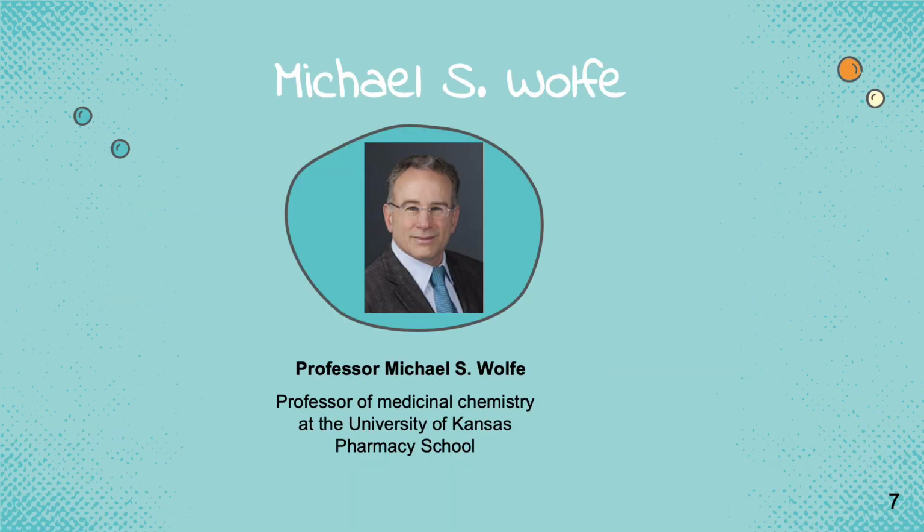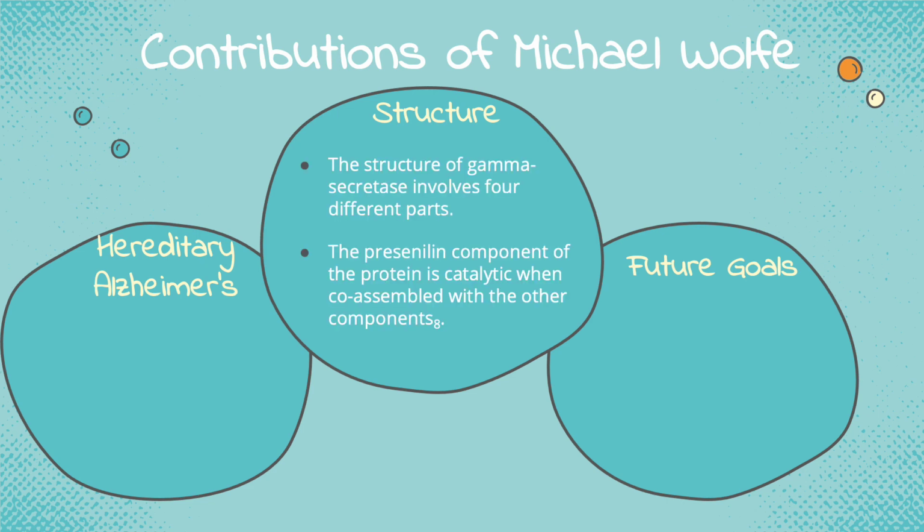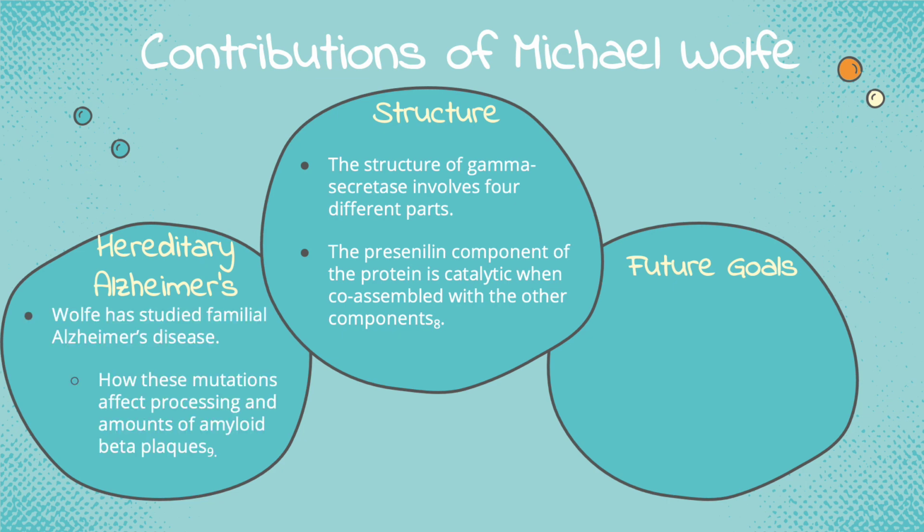Our first person is Michael S. Wolfe, a professor of medicinal chemistry at the University of Kansas. Some of his contributions that have been important are some contributions to the structure, specifically the fact that the protein has 4 different parts, and that the presenilin component is the part that's actually catalytic. He's also studied familial Alzheimer's disease, and he's studied how these mutations that cause hereditary Alzheimer's disease affect the processing of the APP protein.